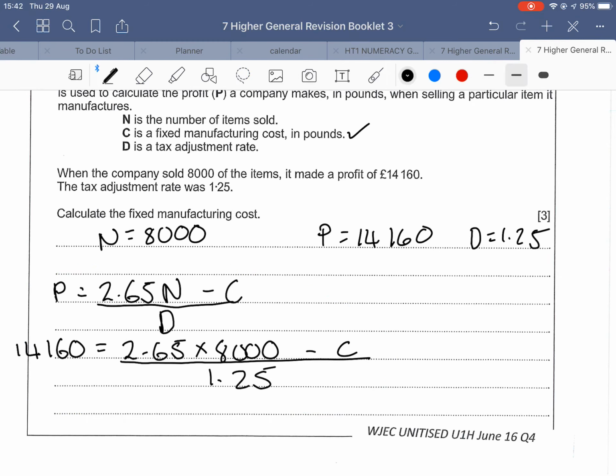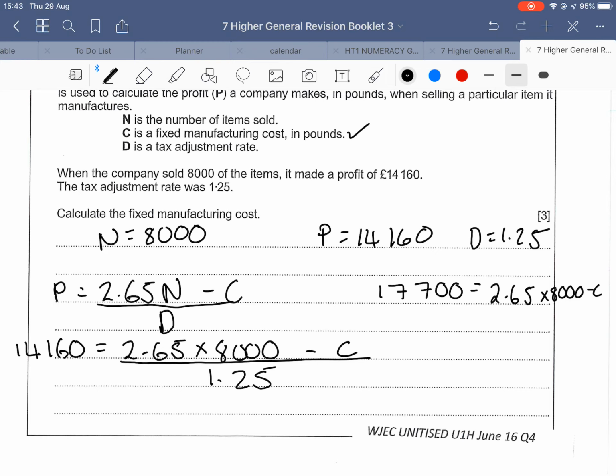So the first thing I'm going to do is take this amount and times it by 1.25. So if you times both sides by 1.25, it eliminates this 1.25. So I'm going to do 14,160 times 1.25. And that gets me 17,700 is the rest. Oh look, I haven't got any room again. I should just write smaller. Times 8,000, take away C.